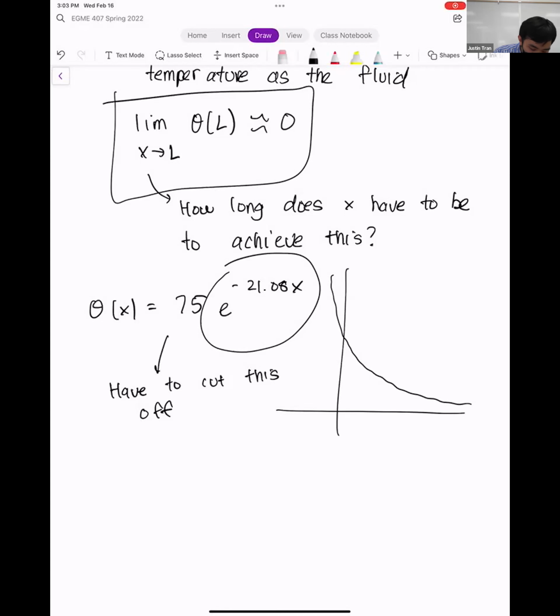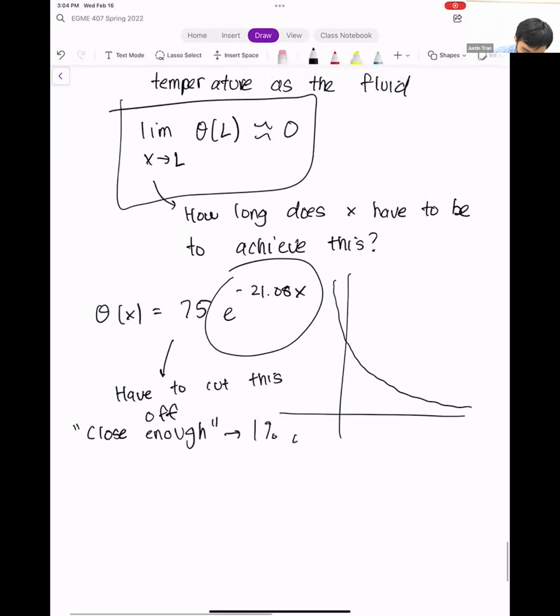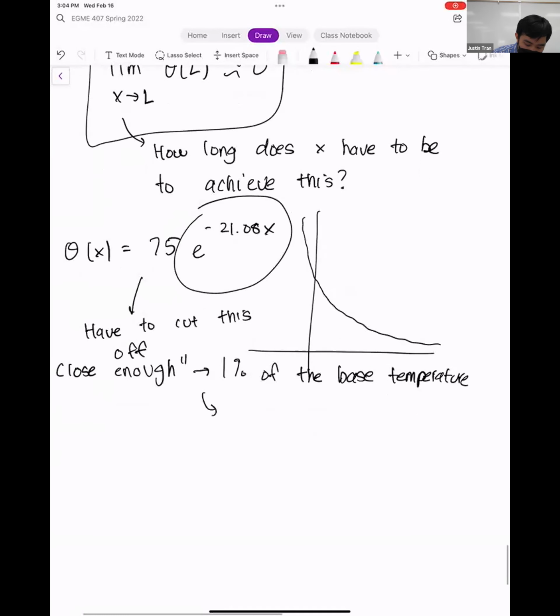And so we're going to define close enough. We're going to define close enough as 0.1 or 1% of the base temperature. Okay. In other words, we're going to compute the point where the temperature has fallen off by 99%.